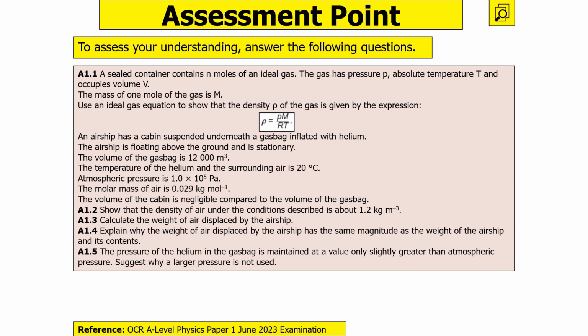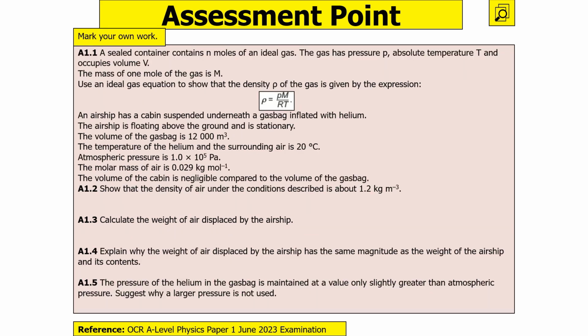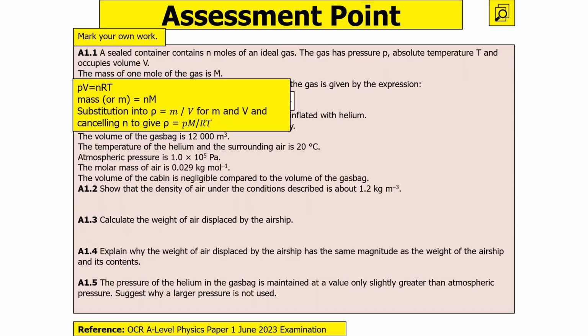So pause the video now, then unpause the video when you want to go through your answer. Right, so in this first one, we can say ideal gas equation, PV equals nRT. The mass is the number of moles times by the molar mass. So therefore, we can substitute in the equation, cancel them all through, and we'll get ρ equals Pm over RT.